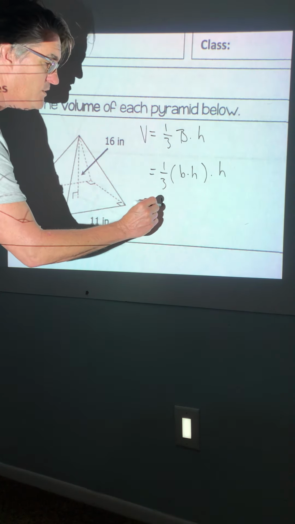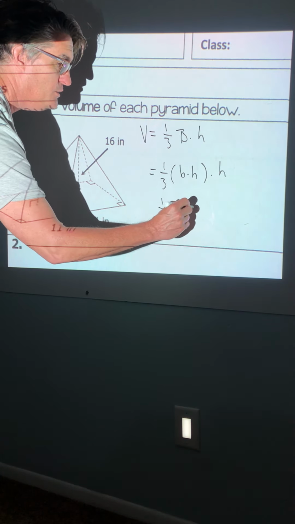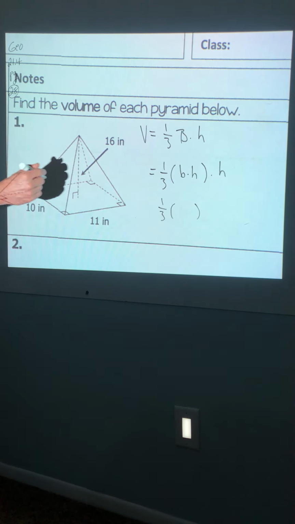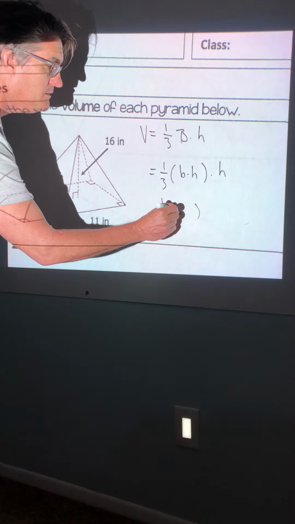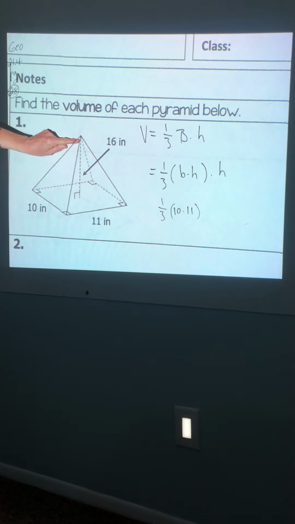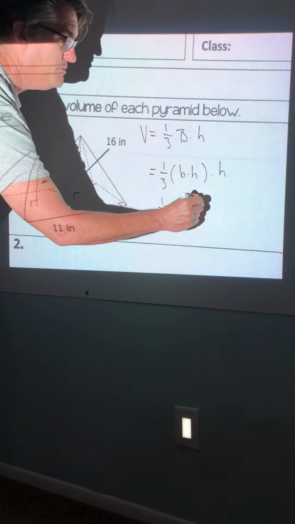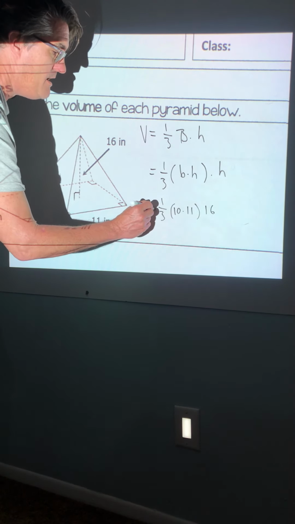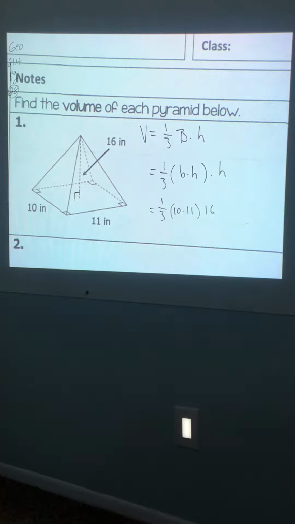So again, leave the 1/3 alone. You're just going to do the area of that rectangle, that is 10 times 11, okay? Then the height is that perpendicular height right here. See that little box? It's all about that box. Grab that 16 and put it here. And now we're at our happy place where all we got to do is use our calculator.